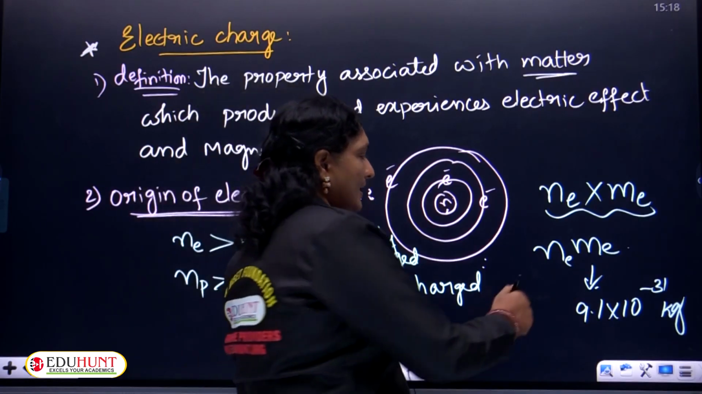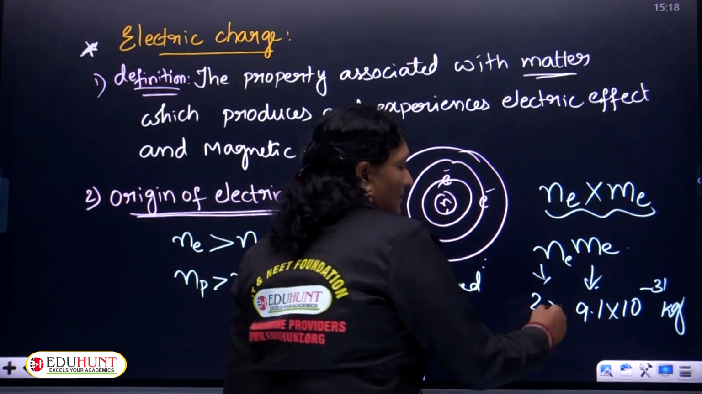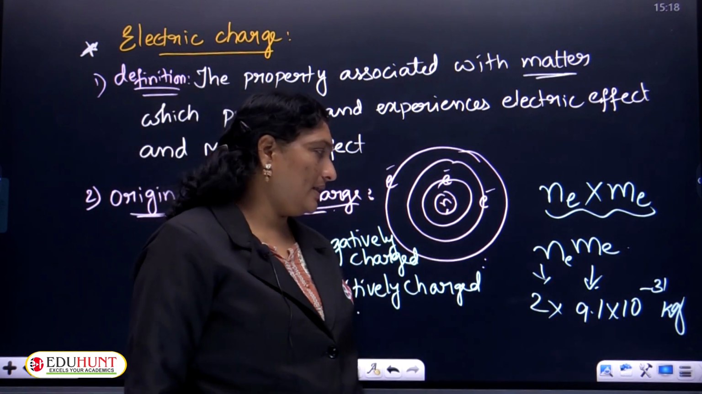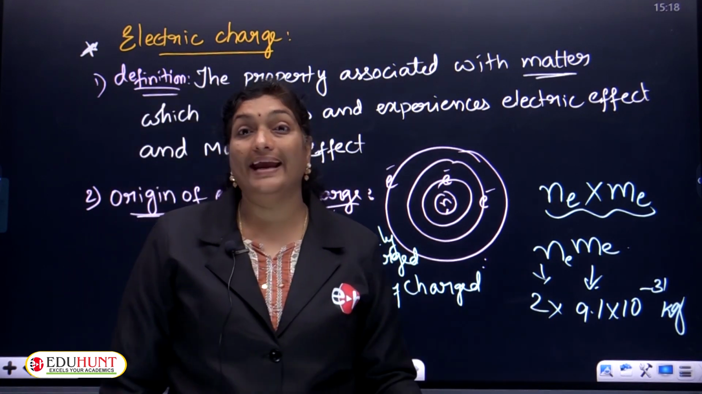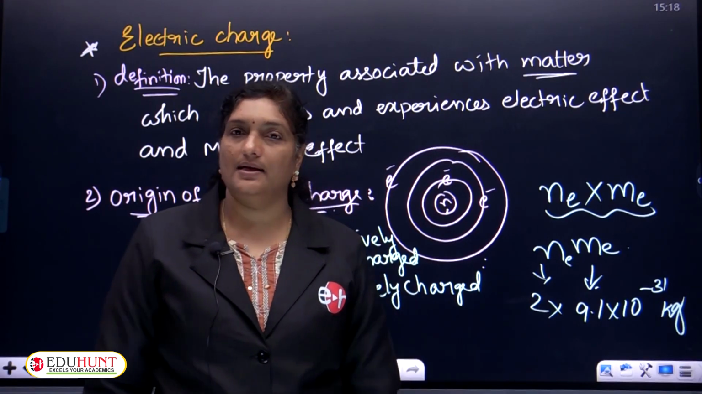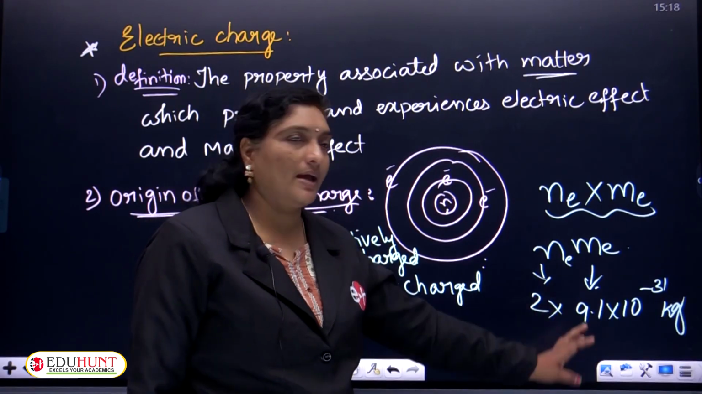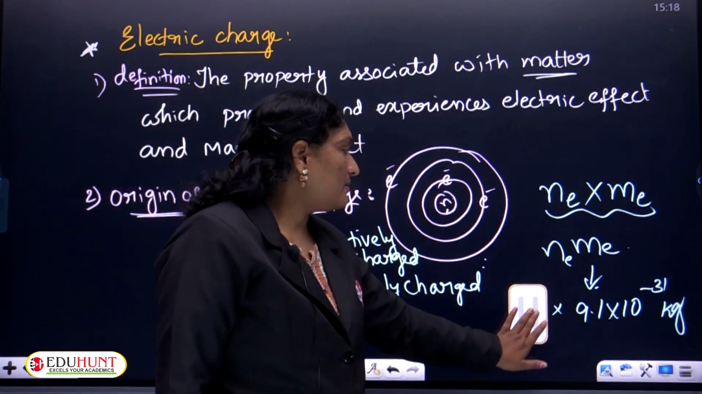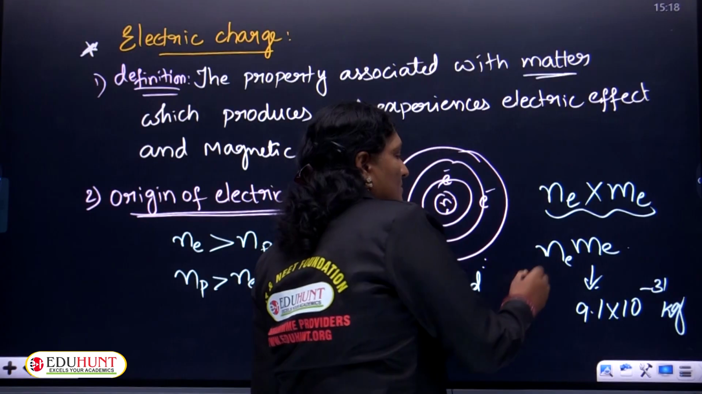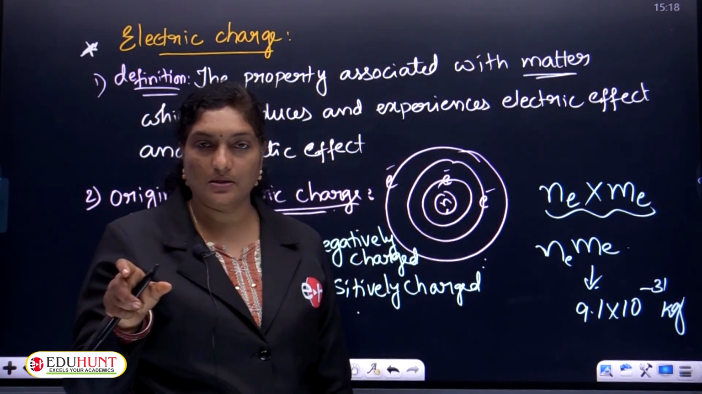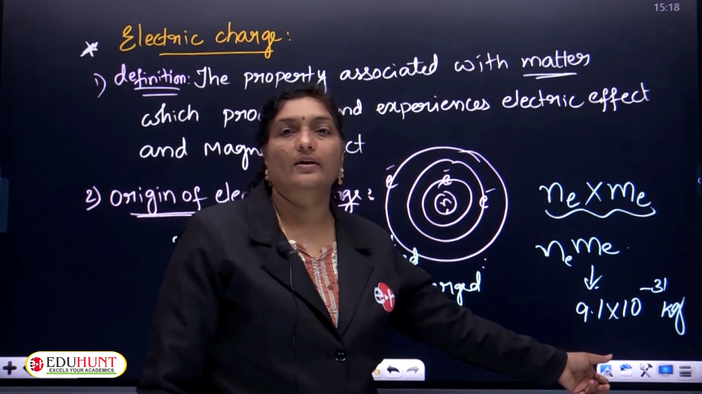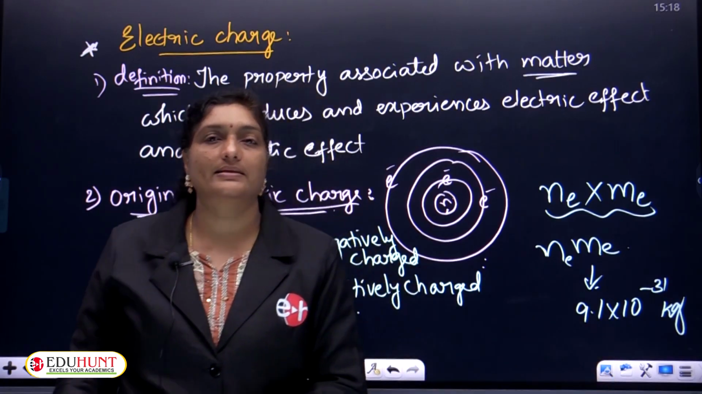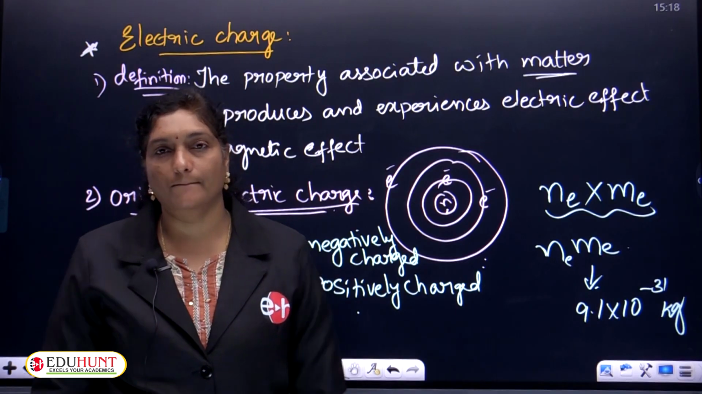Suppose a body loses 2 electrons, then the mass reduced by the body will be something around 18.2 into 10 power minus 31 kg. Similarly for 5 electrons, 5 into 9.1, for 10 electrons, 10 into 9.1, and so on. So if an atom loses some n number of electrons, then n into 9.1 into 10 power minus 31 kg of mass is decreased by the body.